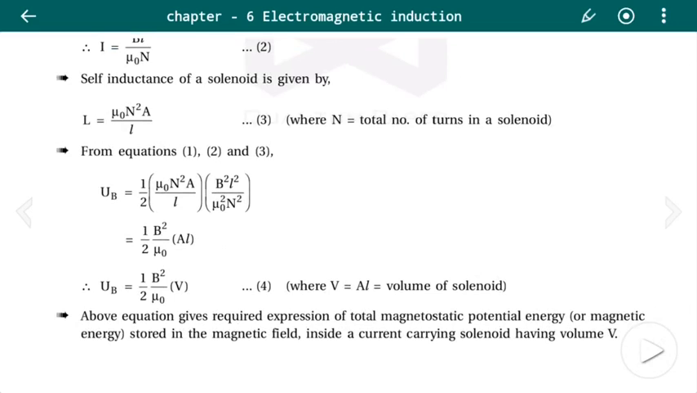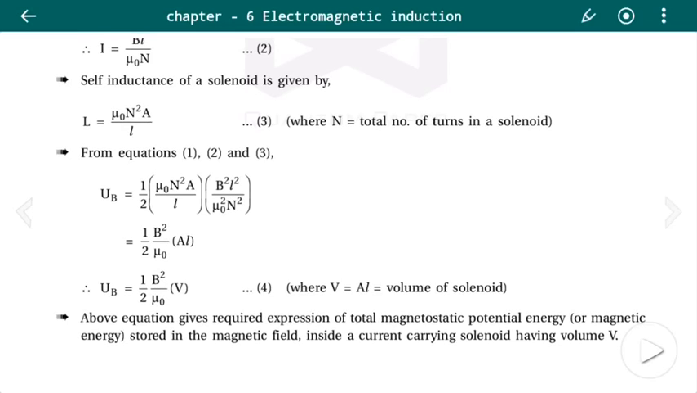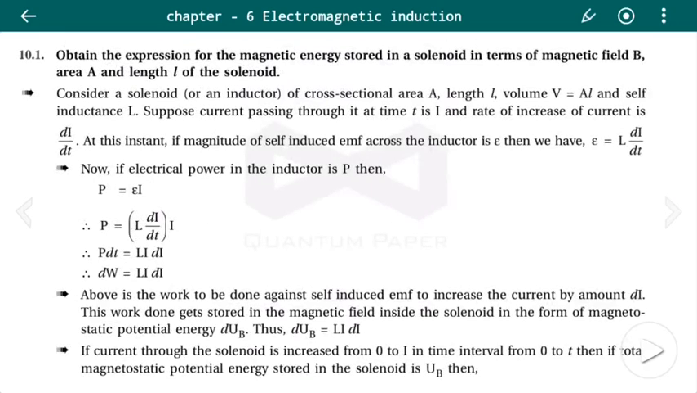This expression of total magnetostatic potential energy is stored in the magnetic field inside a current carrying solenoid having volume V. So students, you may copy down this numerical.